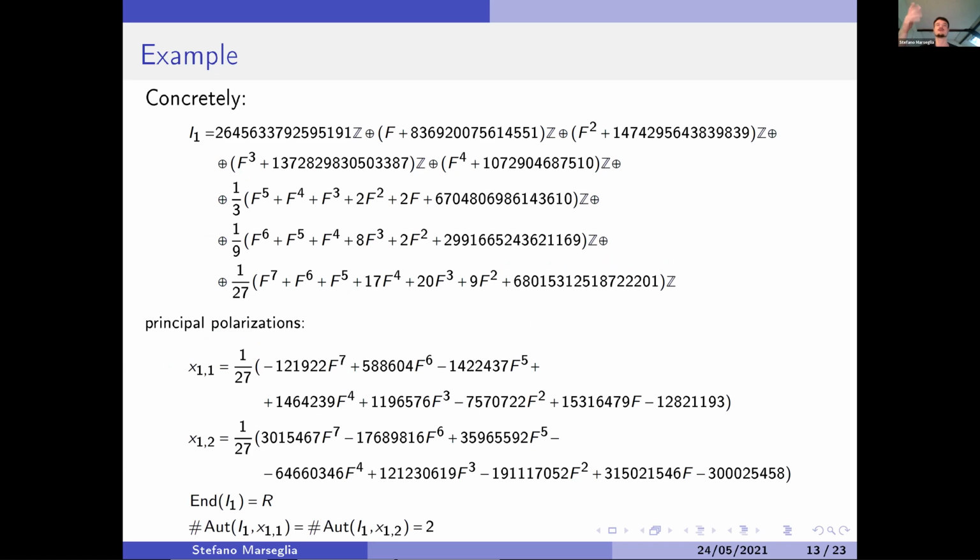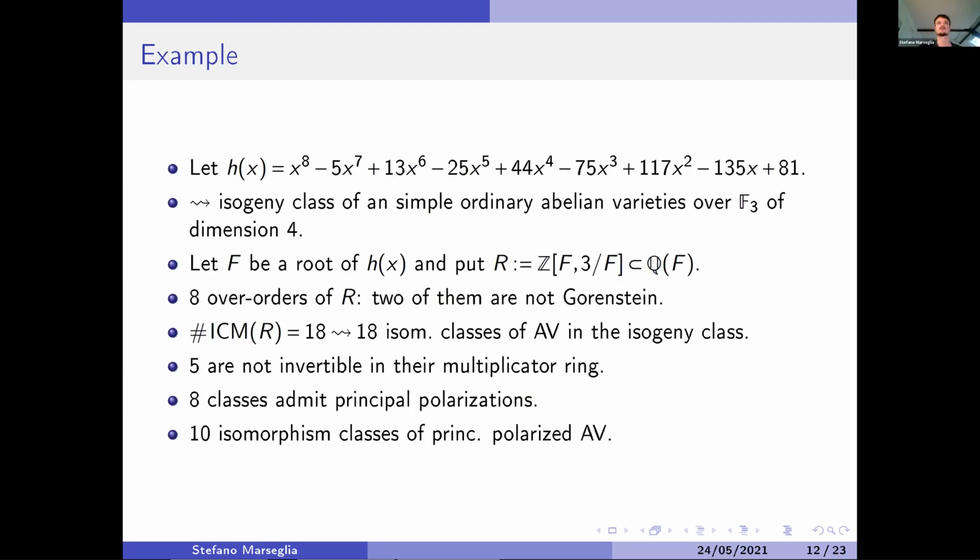So the first one, well, this is a question. Could you say again what the significance of those orders not being Gorenstein was? Simply because an order is Gorenstein if and only if the isomorphism classes with multiplicator ring equal to that order are all invertible. So if the order is not Gorenstein, there will be more isomorphism classes with that multiplicator ring. So in a sense, the order R is not nice, and we are in one of these harder cases. Okay, thank you. You're welcome.